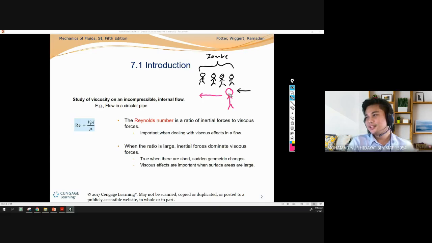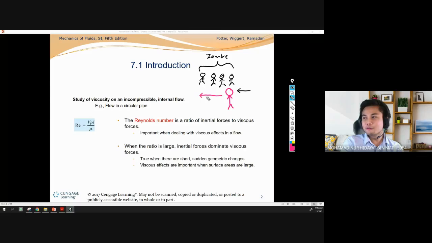What happened when you ran? What do you think of the zombie? This is your imagination. When you look at the movie, what happened when you run? Is the zombie gonna be static, waiting for you? It will follow you. It will kejar. It will try to catch you. Remember? It will catch you.